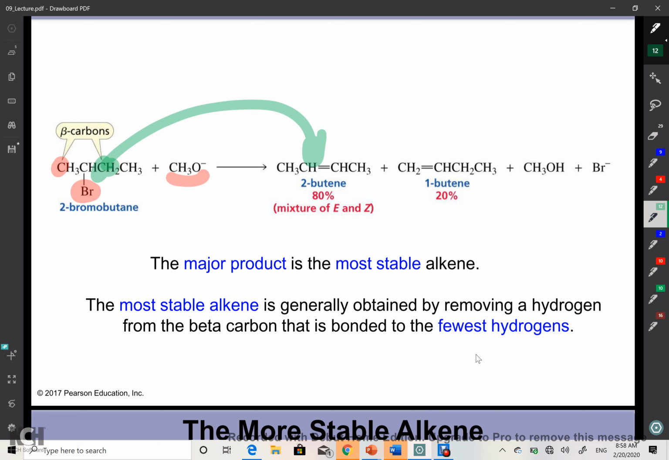So does that make sense with regioselectivity? So your major product will always be the one that will give you the more stable alkene. But in life, there is no rule without exception.